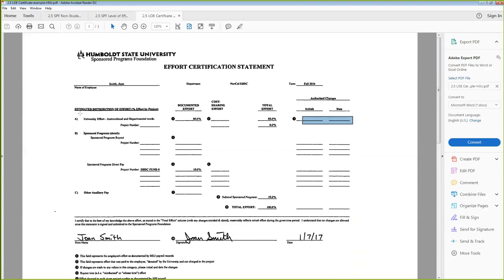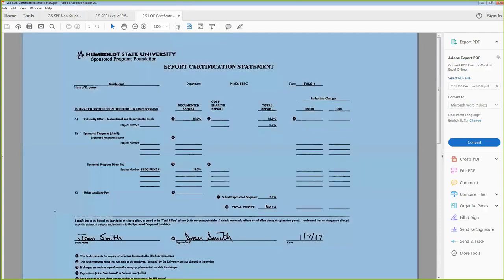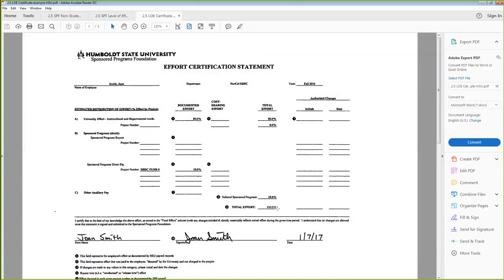And so that would be for the university effort here. And then sponsored programs, which is what our grants are covered by, would be under this area. And you would put the project numbers there. And then there's the option of sponsored programs direct pay, so I guess the buyout option versus the direct pay option. And that's going to add up to 100%. So 85 and 15% is going to add up to 100% right there.